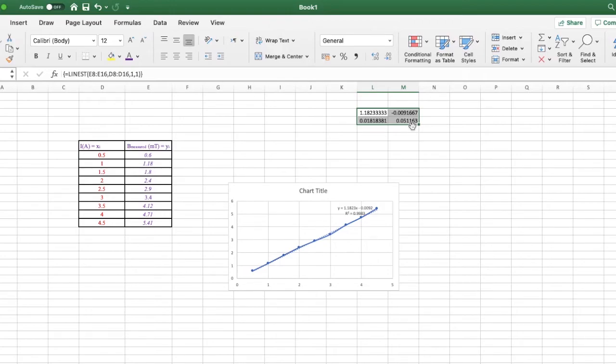So as we can see over here, by using a very simple function, the LINEST function, and by plugging in all the needed parameters, we have obtained in a very simple manner the values for the slope, the y-intercept, the uncertainty on slope, and the uncertainty on the y-intercept.